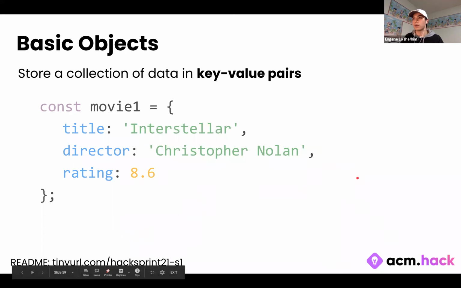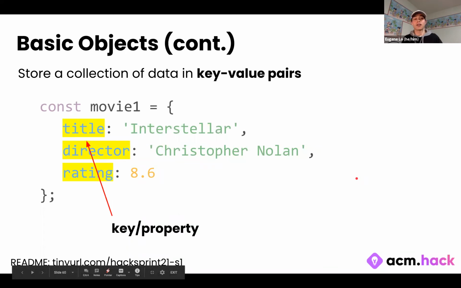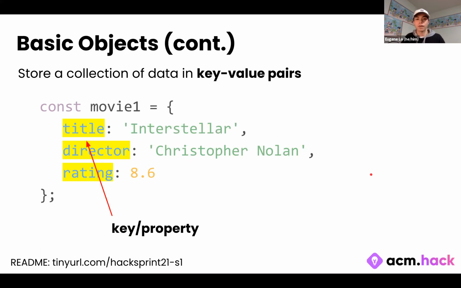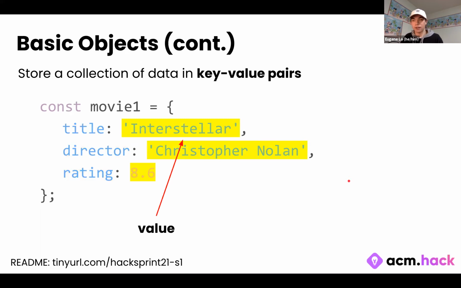So let's break this down a little bit more. On the left, these are the properties of the object, things that correspond to what the object is made of. So a movie object has a title property, a director property, and a rating property. In turn, each of these properties has a value associated with it, separated in the object using a colon. So the title has a specific value of Interstellar here. Director is Christopher Nolan, and rating is 8.6.